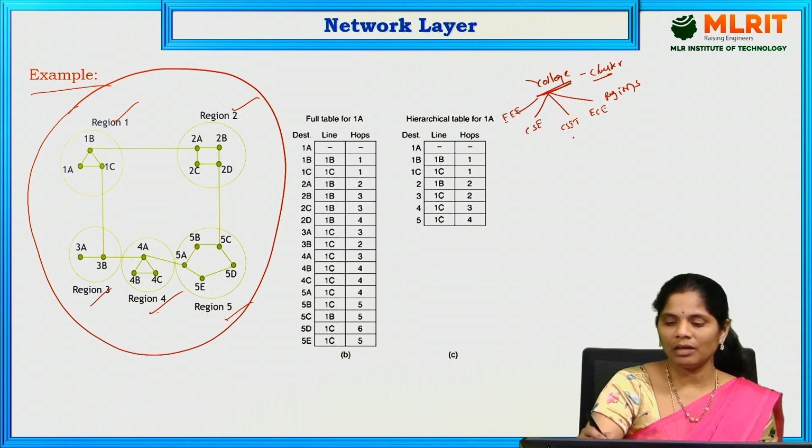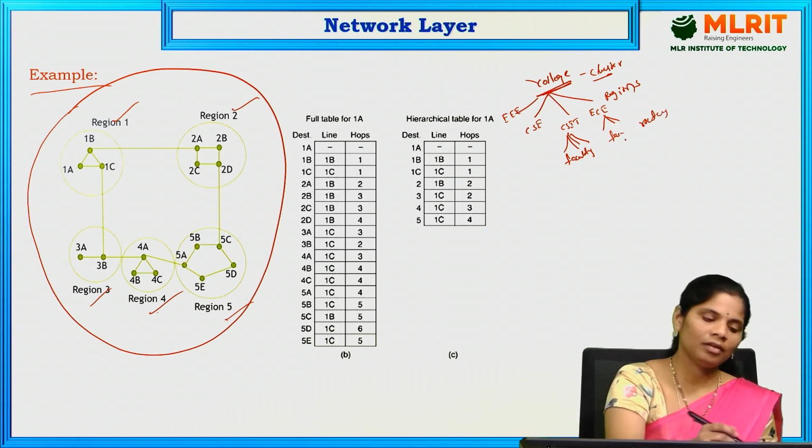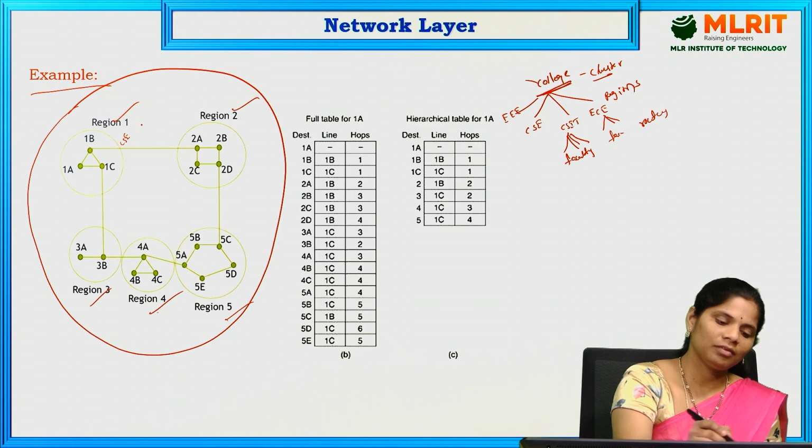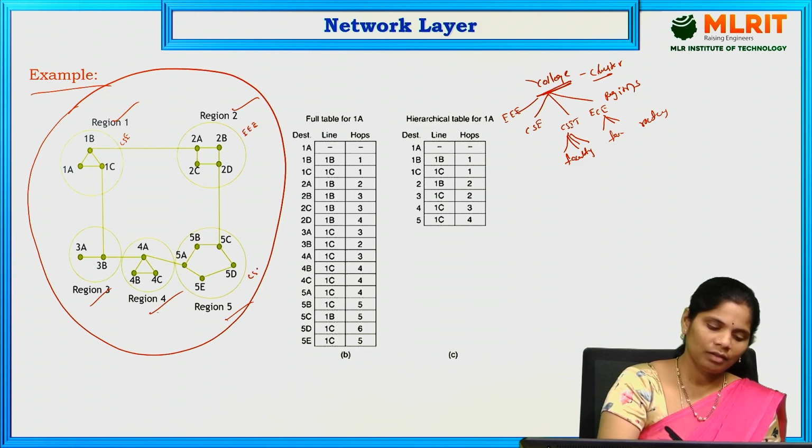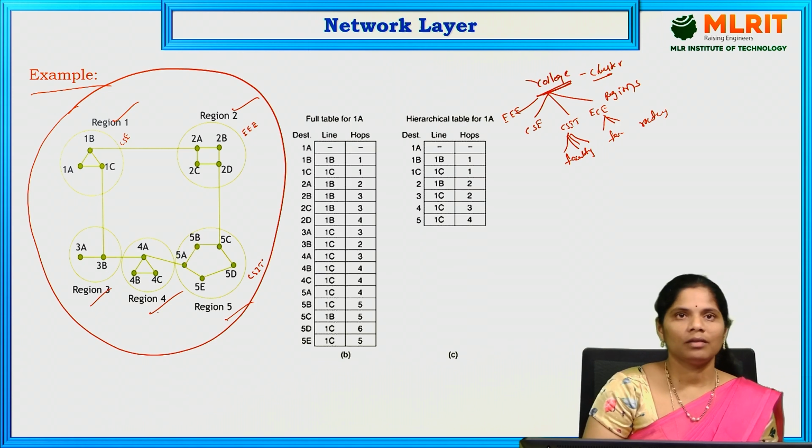So next one: in each and every department, there are a number of faculty. Whatever faculty are there, those are nothing but the routers. You can consider it like that. Suppose this is one department, this is another department, this is another department, and so on. These are the number of departments.